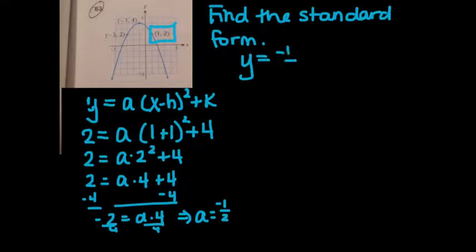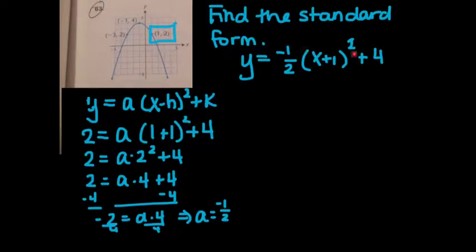So I have y equals negative 1/2 times the quantity x minus the x-coordinate of the vertex. So x minus a negative 1, which is the same as x plus 1, quantity squared, plus k, or plus the y-coordinate of the vertex, which is plus 4. We expected the a to be negative because the parabola opens downward, so we did expect that leading number, that 1/2, to be negative.